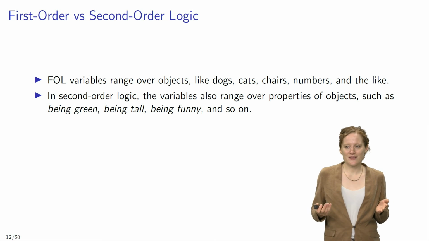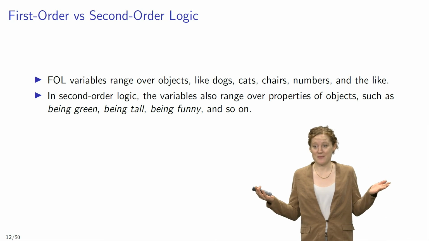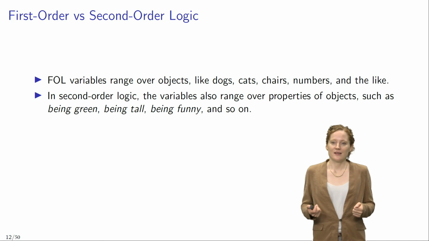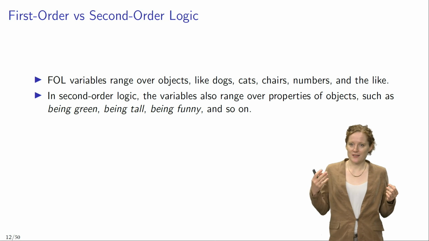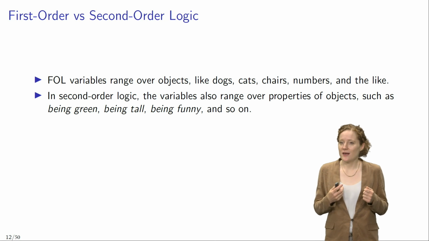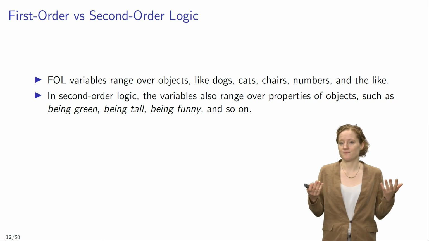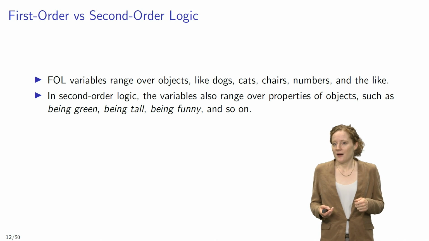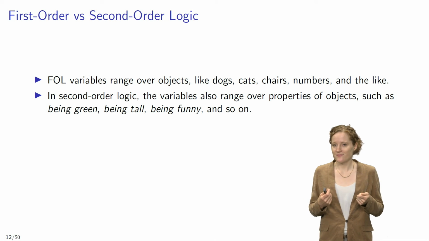Now you may wonder, why do we call FOL FOL? Where is this name coming from? FOL variables, x, y, z, and so on and so forth, range over objects, meaning things like dogs, cats, chairs, numbers, and the like. So that's why we call FOL FOL, which stands for first order logic.